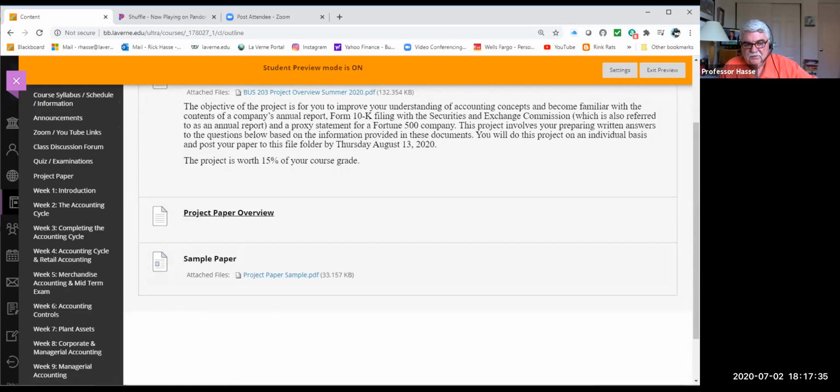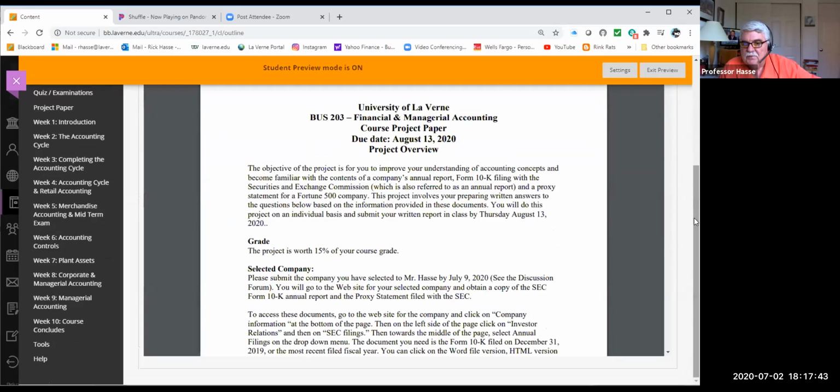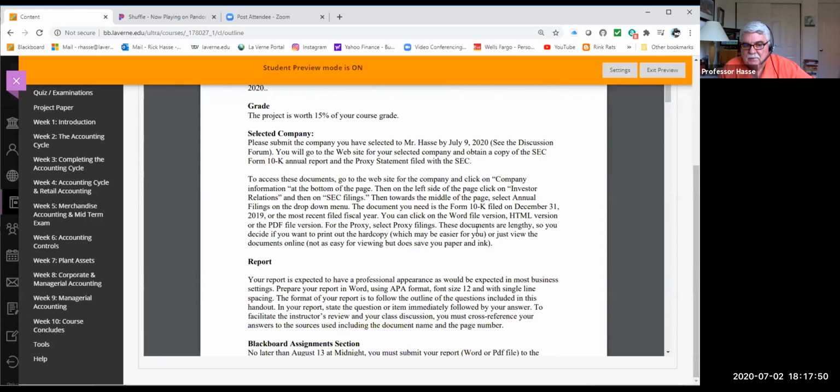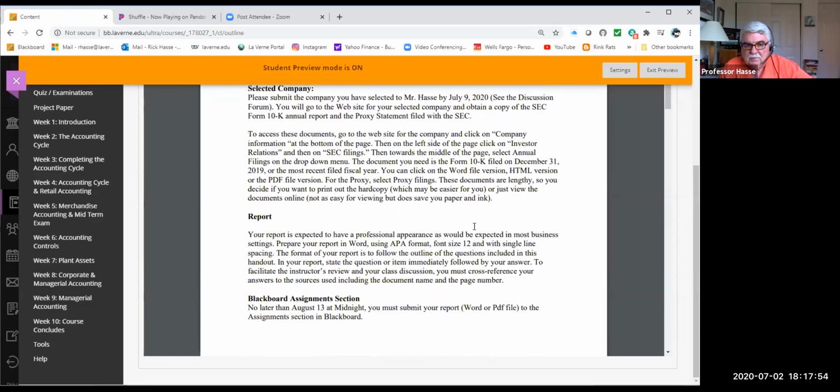So the nature of this paper is to select a company, a major American corporation, and then look up their 10K financial information, and then answer the questions that are in the paper. And I'm going to bring up the paper in just a minute, or the information about the questions.